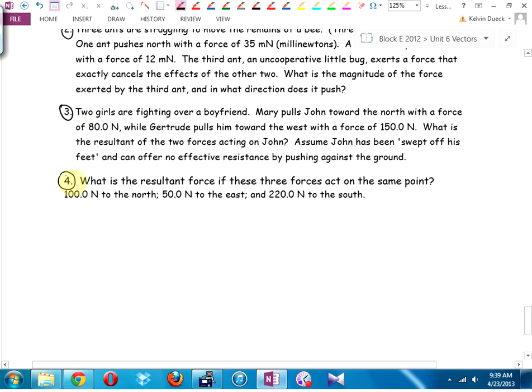Now, number four is adding three forces. Here's your hint. Add the north-south ones, because that we can do using physics 11 so far, winner minus loser, and then get that answer and add it to the 50 newtons to the east tip to tail. If not, I'll talk about these next class.